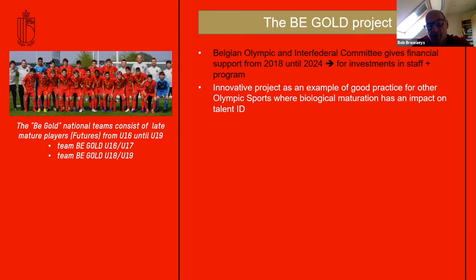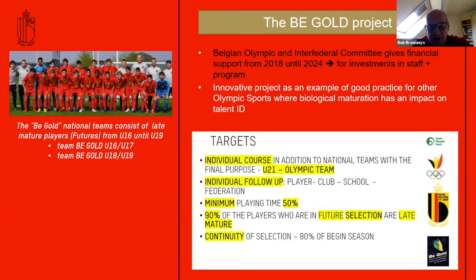And the Olympic Committee sees this project as a good practice for other sports, where also biological maturation has an import. So what are the targets here of this project? We call this Big Gold, because with Big Gold, we want to prepare them also for the Olympic team under 21. And it's really an individual development program that we give. We do an individual follow-up. We have a coordinator. He visits the club. He's speaking with the coaches. So we ask also the clubs to give these talentful players a minimum playing time of 50%. Because when the youth coach of an elite club in Belgium wants to win a game, he will not play with this player.